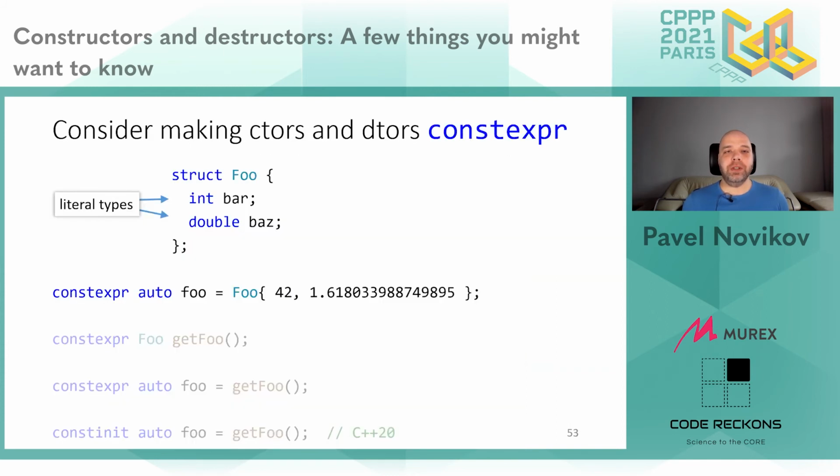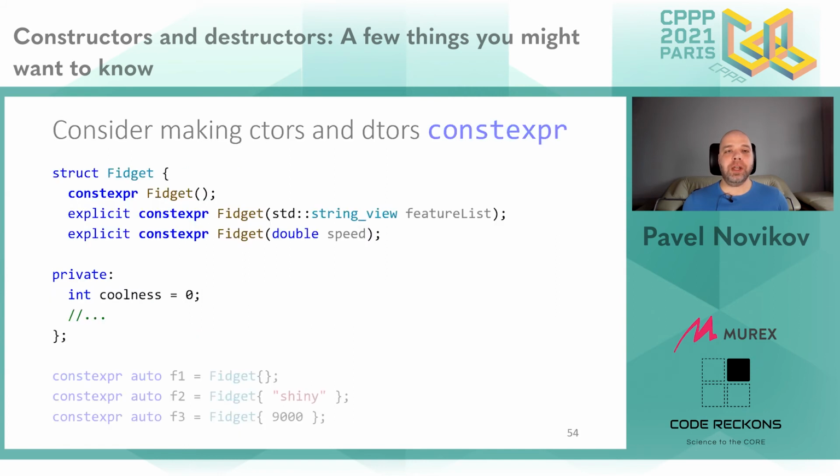So let's move on. The next thing is constexpr constructors and destructors. Here we have an aggregate type, a struct that has two members, two fields. This is a literal type because it's an aggregate and it contains literal types. And we can use it to have constexpr constants like you see here. In C++20, we can use the constinit specifier to ensure that it is a compile-time constant, not initialized at runtime.